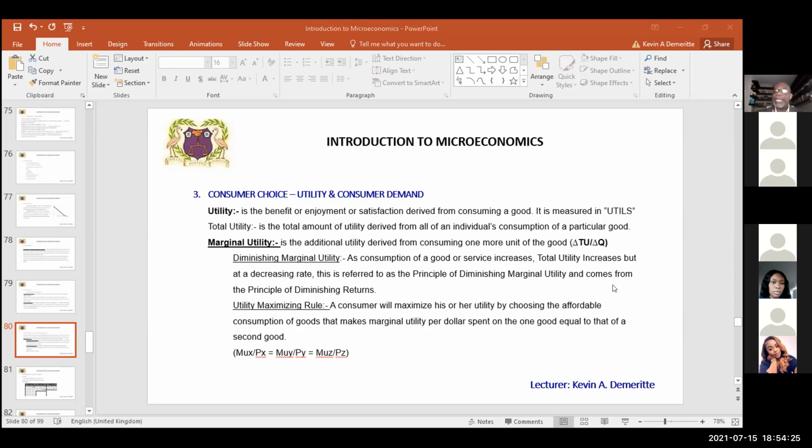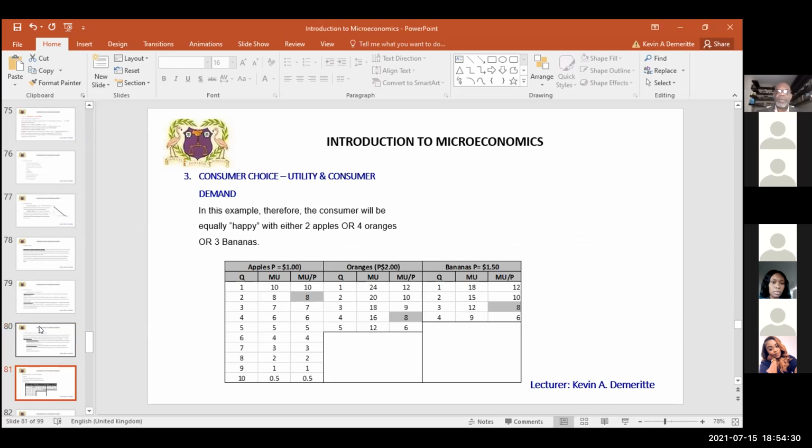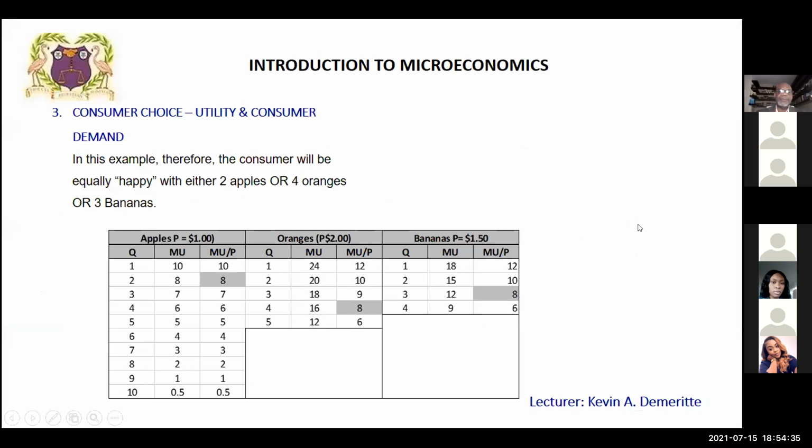Let's look at an example, and maybe that will become a bit more clear. So hopefully you can see a table. And here we have three products: apples, oranges, and bananas. Q is the quantity of each item. MU is the marginal utility, so the satisfaction or pleasure we get from consuming one more unit of the good. And we see the marginal utility per dollar spent is MU divided by P.